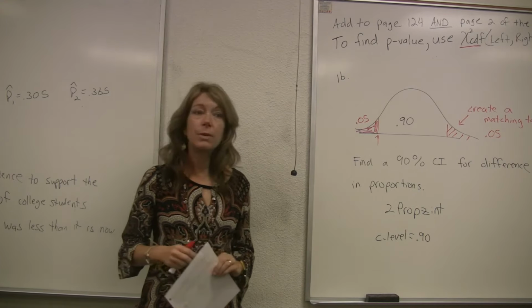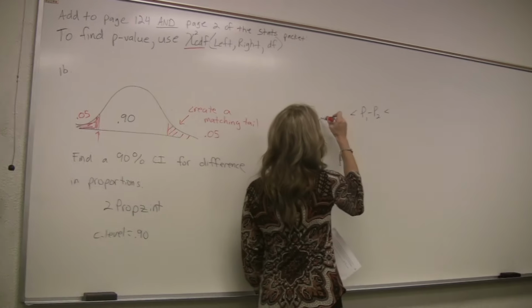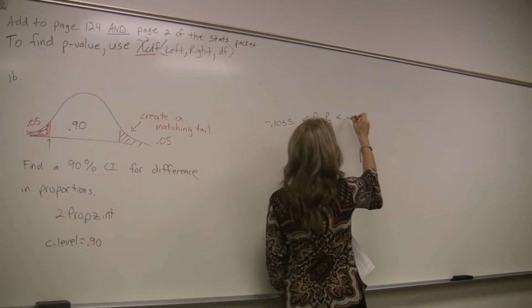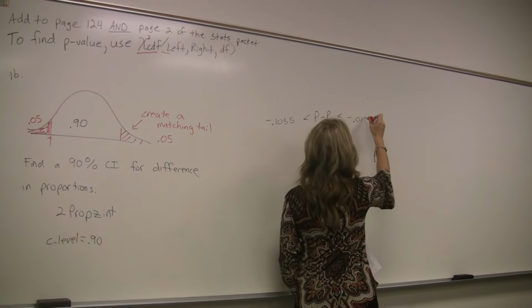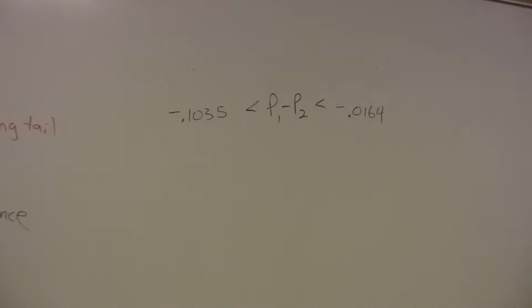So I got the numbers right. You got some numbers? Tell me what you got. I got a negative 0.1035 and a negative 0.0164. We're going to interpret that in a minute. Did we get those same numbers as him? No.